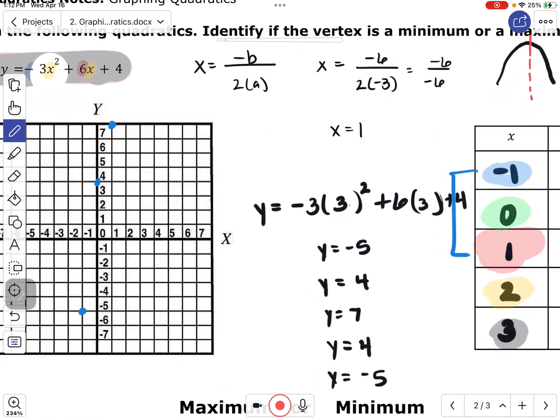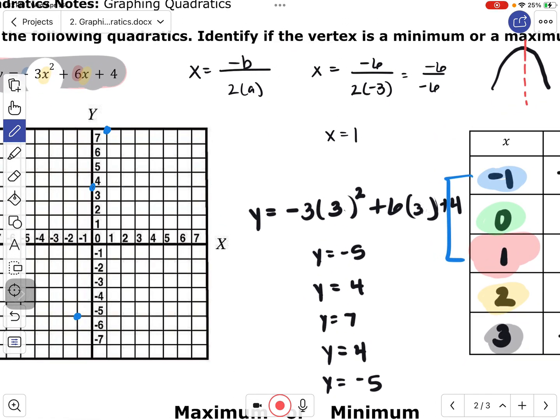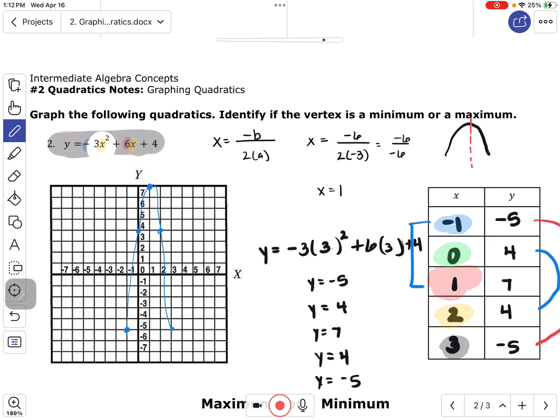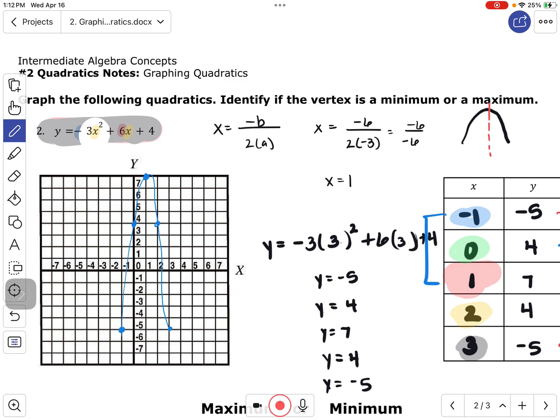And then 2 and 4, I'm going to go over to 2, up to 4. And the last one is 3, -5. So I'm going to go over 3, down to -5. So then this is going to be your parabola right there. And it was a negative number, so it opened down. My A was a negative number, so it opened down. So I know I did that correctly.